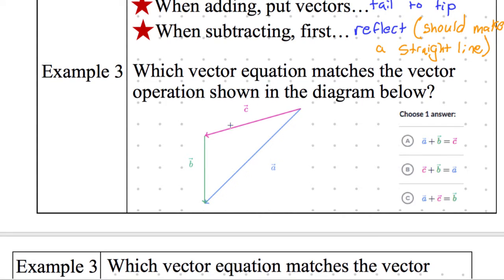So this is saying C plus B is equal to A. That's what's being said here. This C plus this B, since they are tail to tip, they should be equal to A. And A does go from the tail to the tip as well. So is there anything in here that says C plus B equals A? It's literally exactly what you see for answer B.